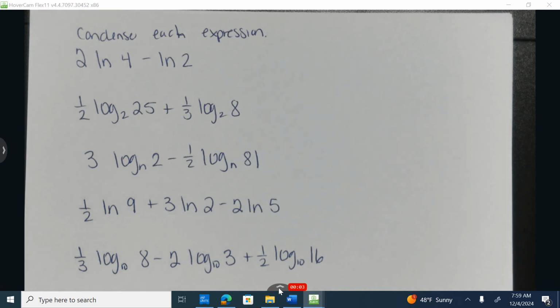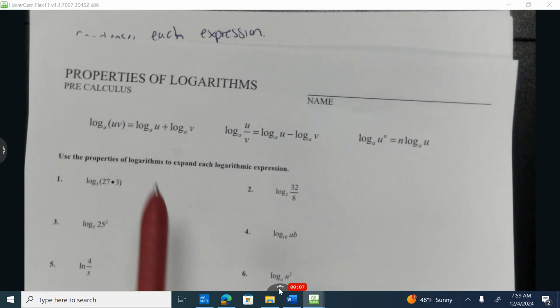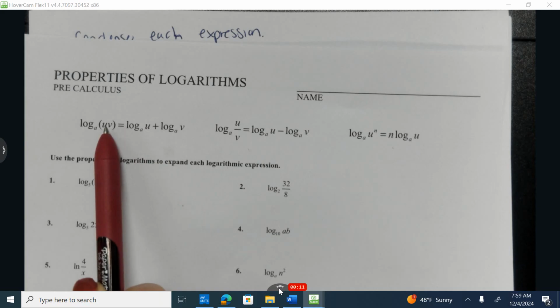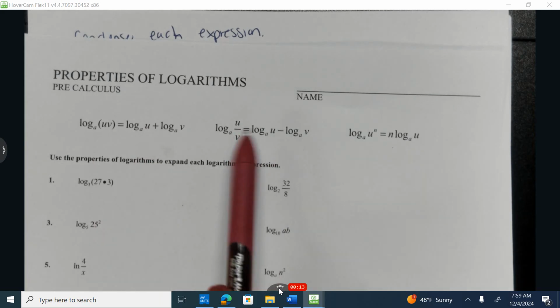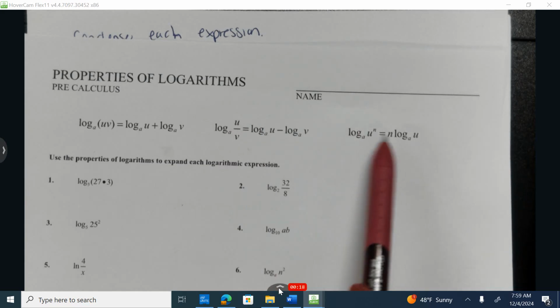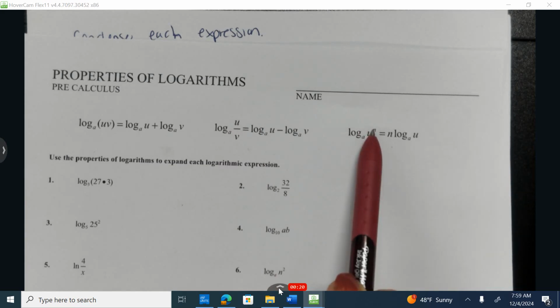In this video, I'm going to demonstrate how we can condense logarithmic expressions. So we're going to rely on our knowledge of how we expand and then go backwards, reverse it: how do we expand when we have division and then reverse it when we have subtraction, and how do we take a value up front and place it as an exponent.